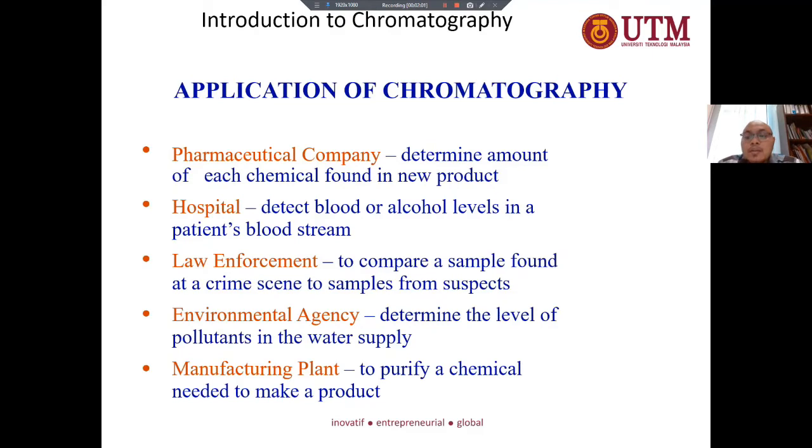They are complementary to each other, even though on paper, GC is much better compared to HPLC. But again, it's not necessarily that GC is always better compared to HPLC. Some analyses cannot be done using GC, but can be done using HPLC.